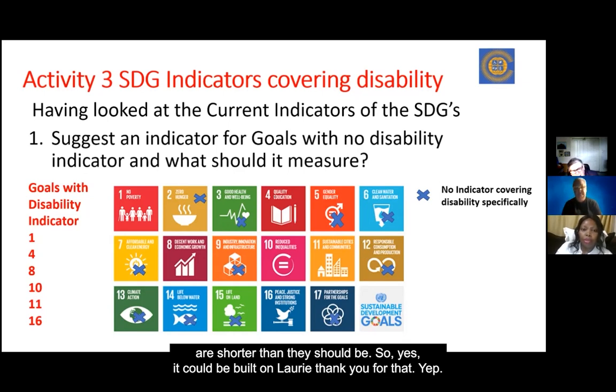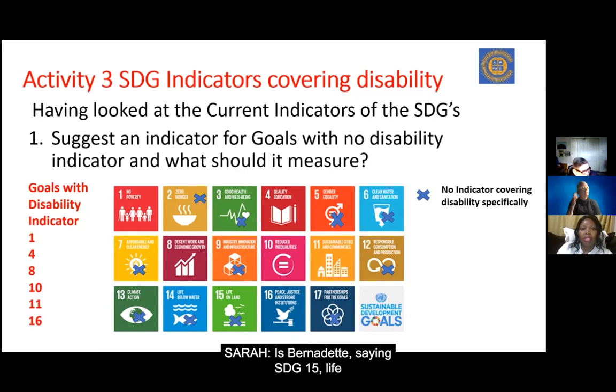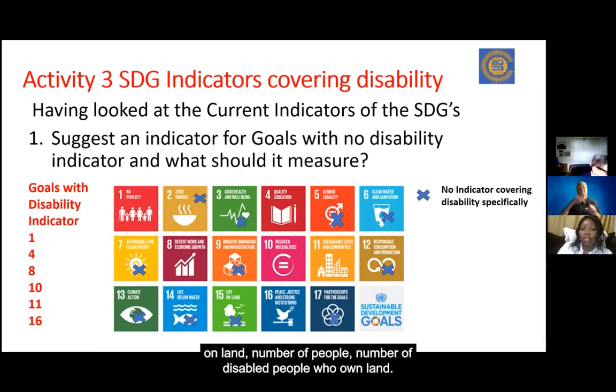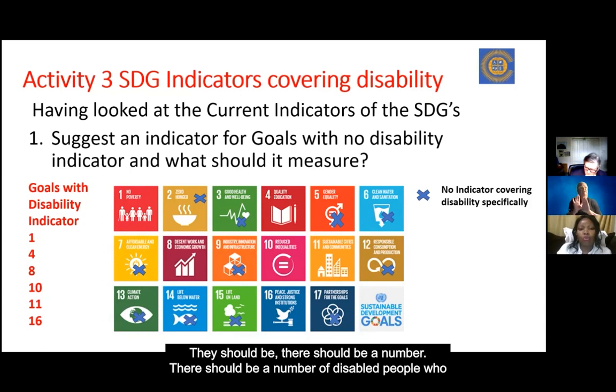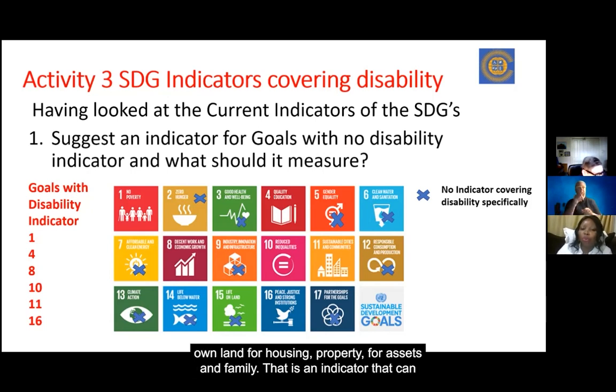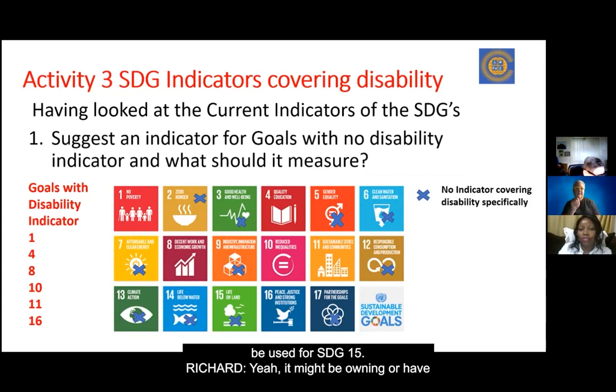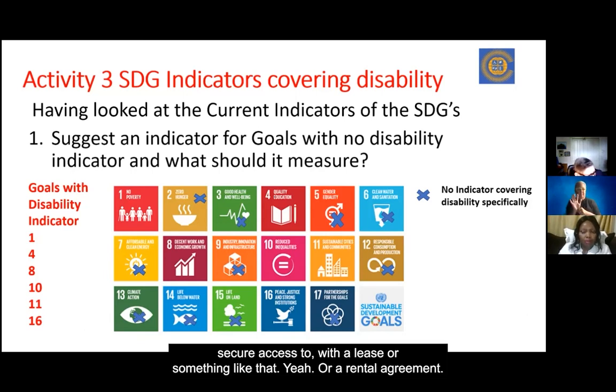Thank you for that. Is Bernardine Ekabi saying SDG 15, life on land? Number of disabled people who own land. There should be a number of disabled people who own land for housing, property, for asset and farming. So that is an indicator that can be used for SDG 15. Yeah, it might be owning or having secure access to with a lease or something like that. Yeah, or a rental agreement.